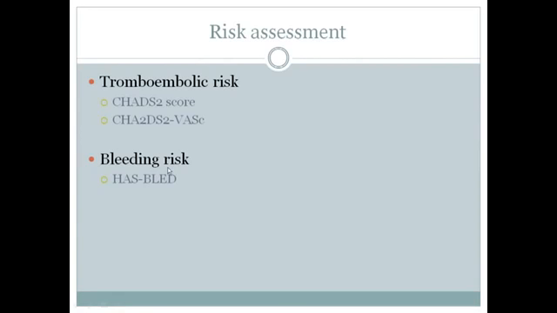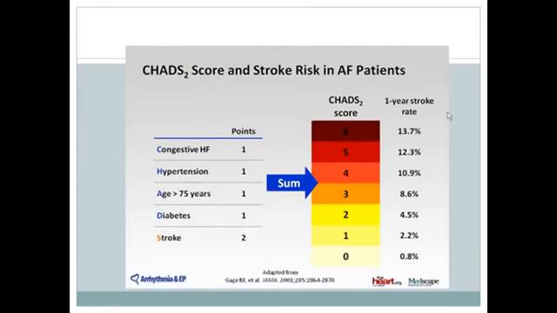It should be. It's the risk of this patient having a significant bleeding complication. I have an elderly patient, should I anticoagulate? I don't know. So we have some tools. This is the CHADS2 score.